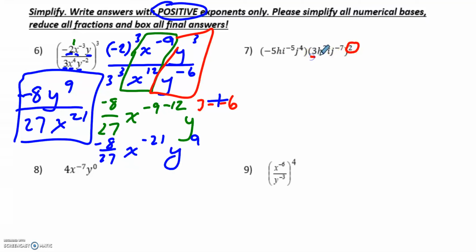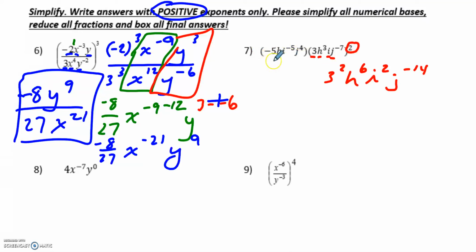I'm going to raise the 3, the h, the i, and the j all to the second. So I get 3 to the second, h to the 3 times 2, which is 6, i to the 1 times 2, which is to the second, and then j to the negative 7 times 2, or negative 14th power.